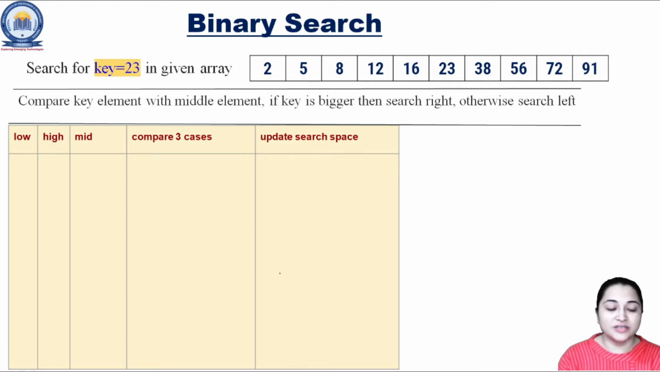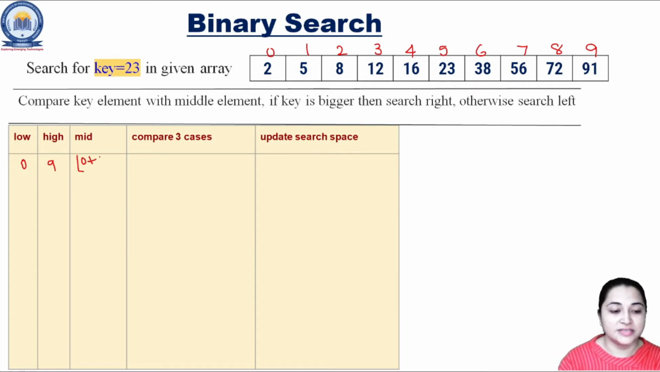First of all, we will define these low, high and mid indexes. In this array, let us write the index numbers: 0, 1, 2, 3, 4, 5, 6, 7, 8 and 9. So in this case, our first low index would be 0 and high index would be 9. How can we find the middle index? Middle index will be low plus high divided by 2, and we take the floor value of that. So it will be 4. Means at the fourth index we have found our first middle element.